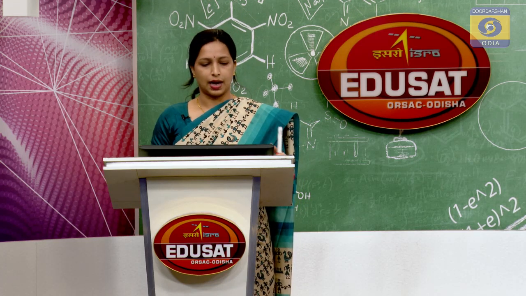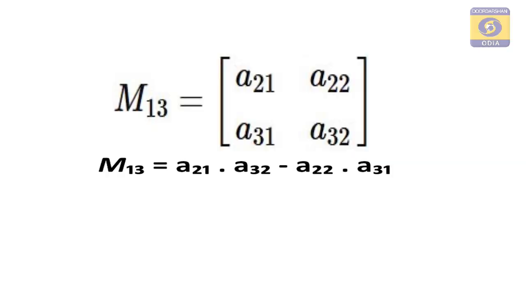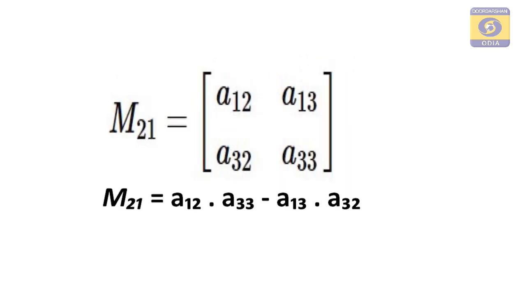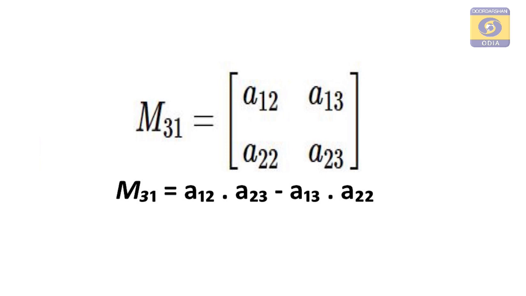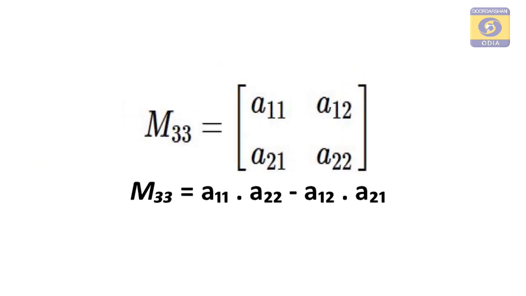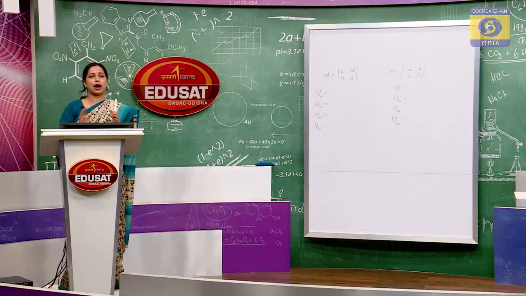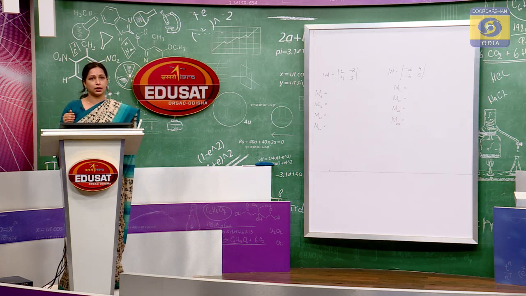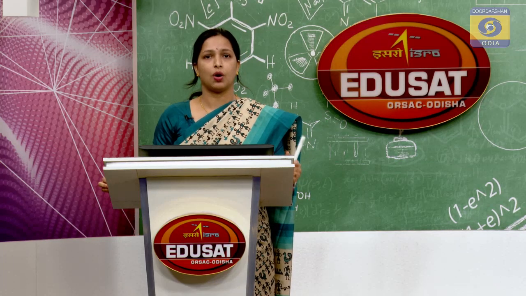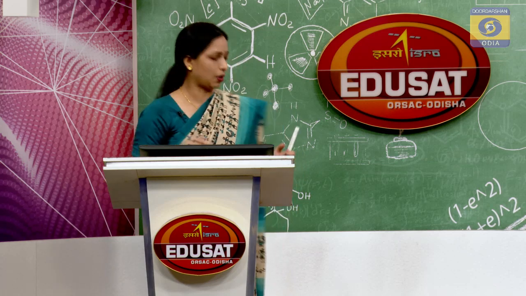All right. As you can see on the screen, M13 means the minor of A13, then the minor of A21, the minor of A22, the minor of A23, the minor of A31, the minor of A32, and finally, the minor of A33. Now, remember that after we find the second order determinant, that is not the minor. We have to cross multiply and find the resultant value, and that is the minor of the said element. Now, let us understand it better with the help of some examples, right.